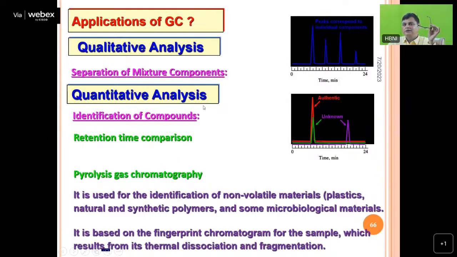Then in gas chromatography, there is pyrolysis gas chromatography. Pyrolysis, as the name says, means that here the temperature is very high, since we are performing pyrolysis. It is used for the identification of non-volatile material like plastics, natural and synthetic polymers, and some microbiological material. Again, it is based on the fingerprint chromatogram for the sample, which results from its thermal decomposition and fragmentation.